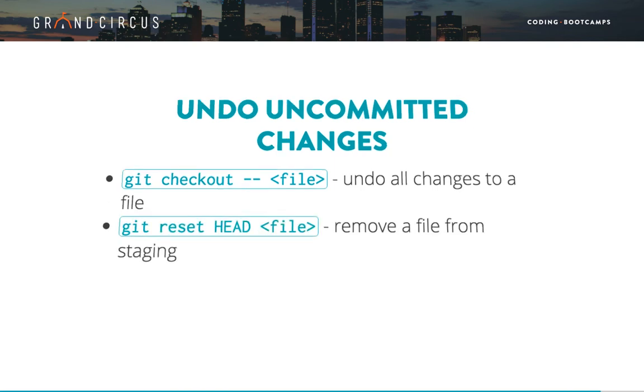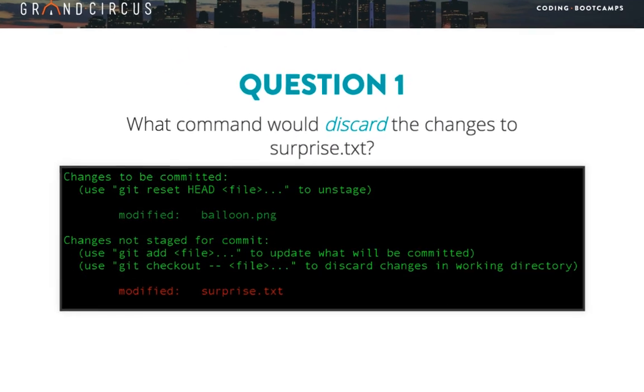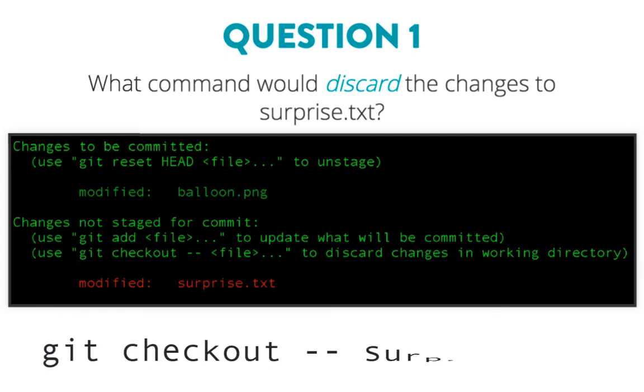Let's finish up with just two quick review questions. Here's the output of a git status command. Exactly what command would you need to type to discard the changes to surprise.txt? Pause the video if you want more time. The hint is found in the git status output itself, and the command is git checkout -- surprise.txt.